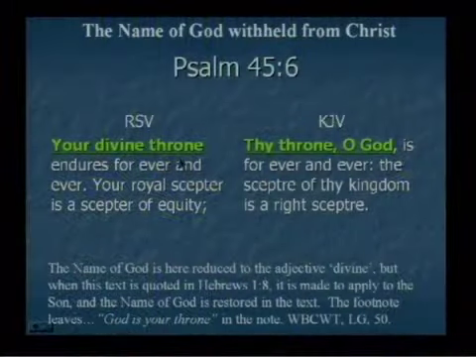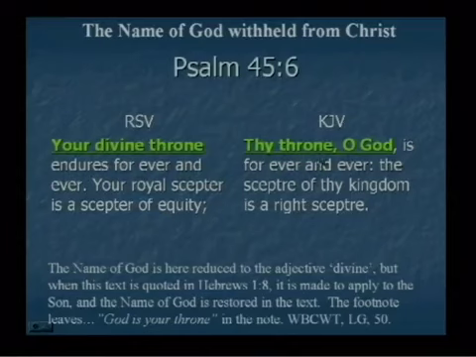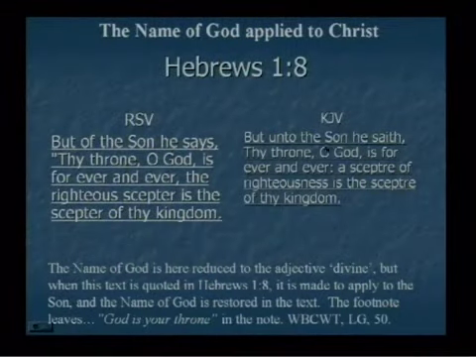RSV: Your divine throne endures forever. King James: Thy throne, O God, is forever. The name of God is here reduced to the adjective divine, but when this text is quoted in Hebrews 1:8, it is made to apply to the Son. So we better change it here in Psalms, or else Jesus might be God, you see. Because Hebrews 1:8 says, But unto the Son he says, thy throne, O God, is forever and ever. You see, even the RSV is the same there as the King James.